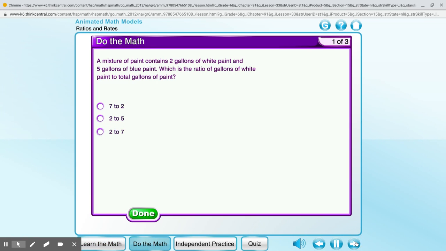A mixture of paint contains 2 gallons of white paint and 5 gallons of blue paint. Which is the ratio of the gallons of white paint to total gallons of paint? Click your answer. You are responsible for independent practice. You are responsible for the quiz.